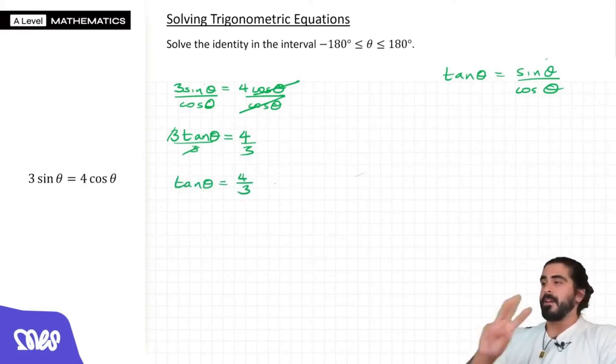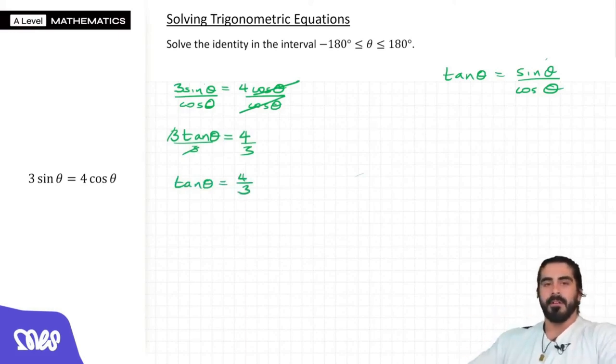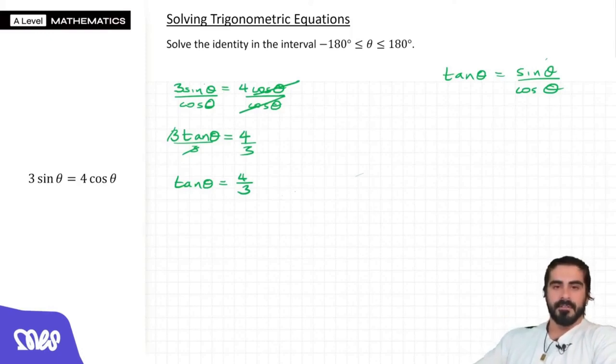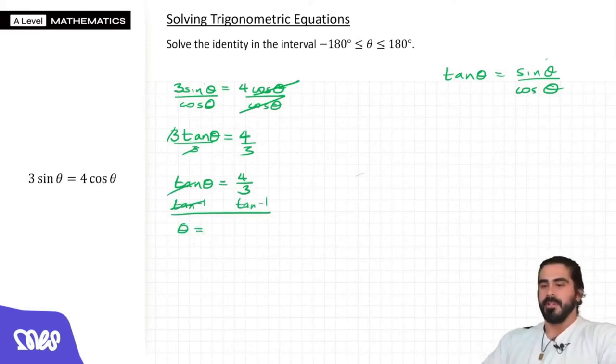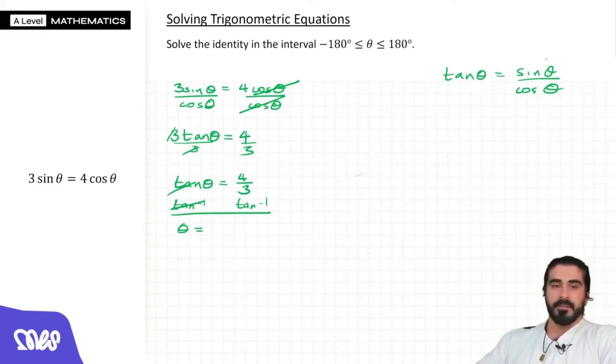Now we're going to follow my 3 steps. Step 1, we're going to do inverse tan. This is how I want you guys to structure it in an exam. Okay, we'll do 1 decimal place. So inverse tan of 4/3 is 53.1 degrees. Remember, what do we call that? We call that the primary value.